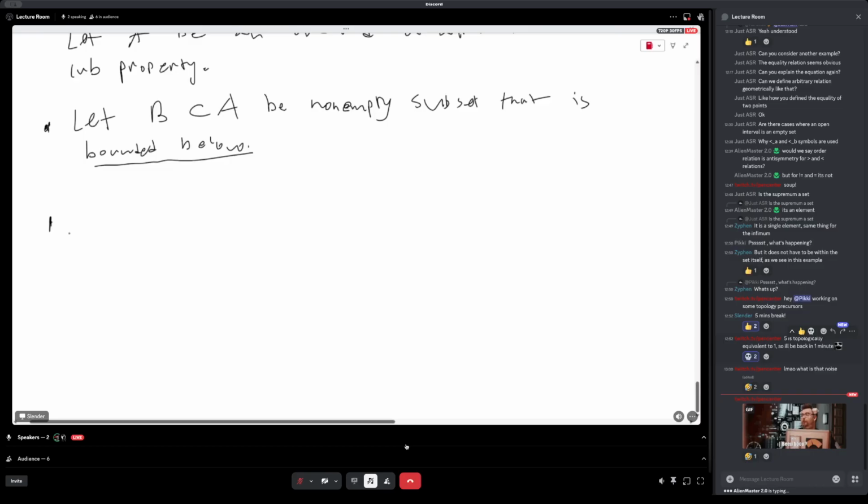That's what this theorem is saying, and we can prove it that way. So consider the set of all lower bounds, given by the set of all x in A such that x is a lower bound of B.